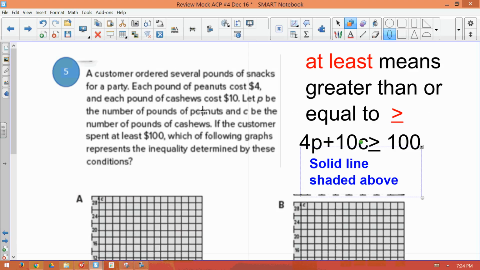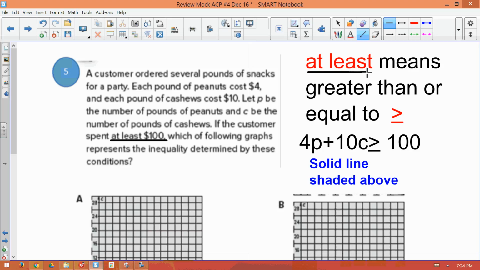Let's look at problem number 5. A customer ordered several pounds of snacks for a party. Each pound of peanuts costs $4, and each pound of cashews costs $10. Let P be the number of pounds of peanuts, and let C be the number of pounds of cashews. If the customer spent at least $100, and at least is very important to highlight, at least 100, which of the following graphs represents the inequality determined by these conditions?